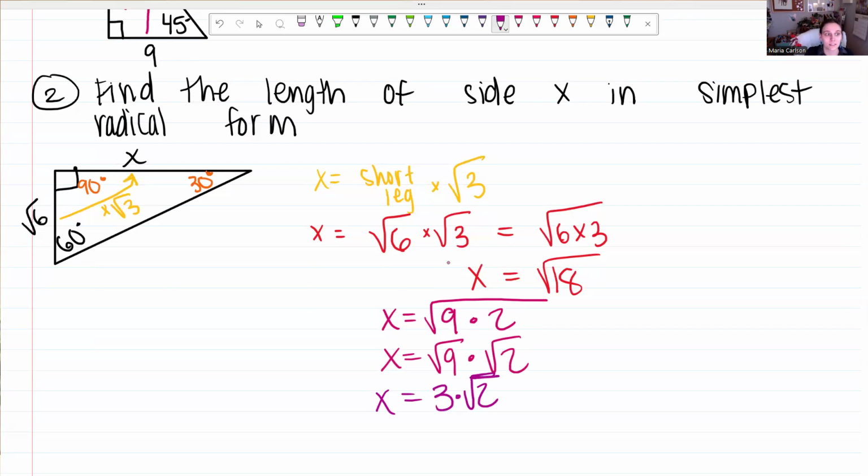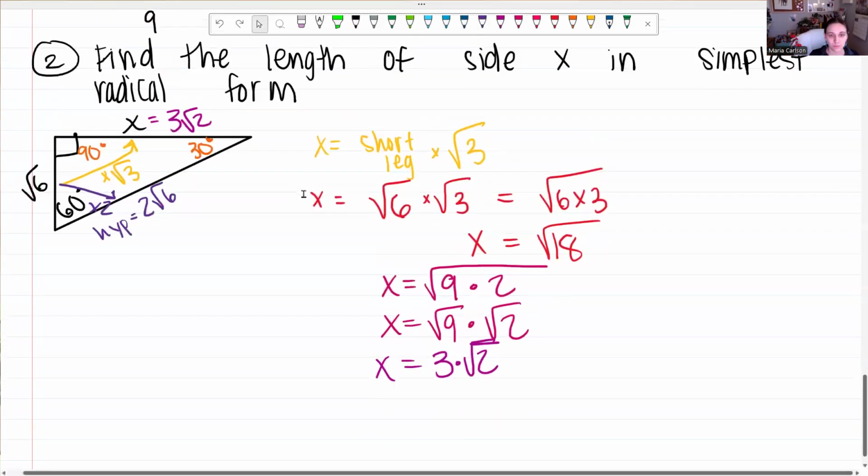If we were asked to find the hypotenuse, just as a side note, I would simply take this shortest leg and multiply it by 2. So this tells me then that our hypotenuse is 2 times the square root of 6. And I don't think we can simplify the square root of 6, right? It'll just factor through to 2 times 3.